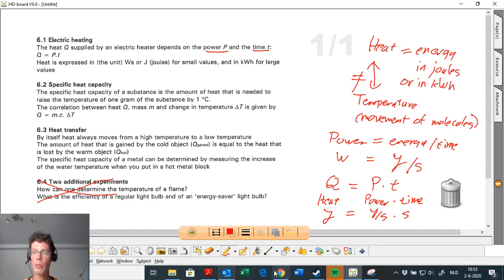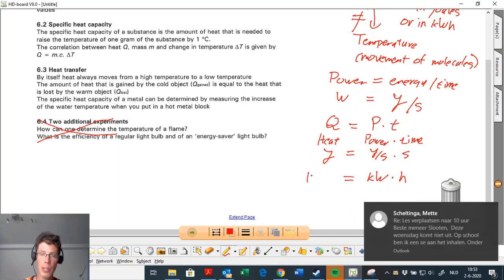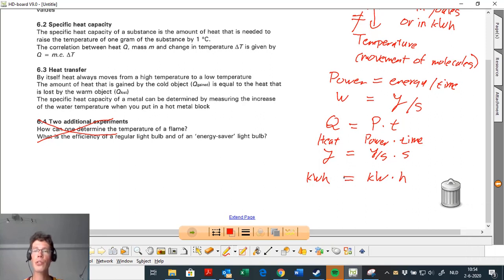This could also be done in a different unit. Power can also be given in watts, we have already seen that, or even in kilowatts. And kilowatts and watts relate to each other the same way meters and kilometers do. And the time in hours. If I multiply kilowatts by hours, I get the other unit, kilowatt hour. So this is simply another unit that we can use.